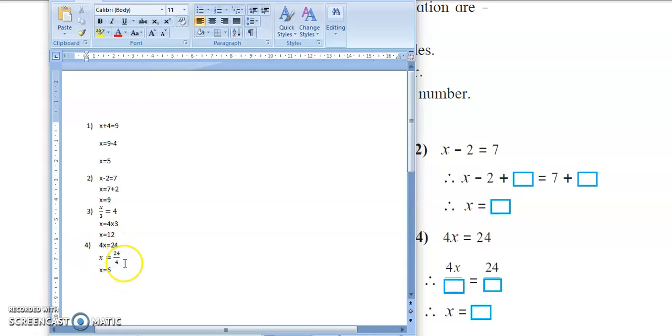Okay, now divide this. 4 6s are 24. So x equals 6. The value of x is 6. When you put the value of x here, 4 multiplied by 6 is 24. Okay, so you got the result here.